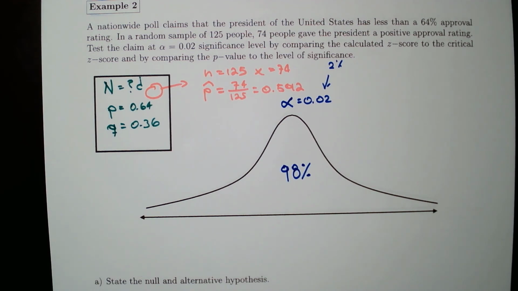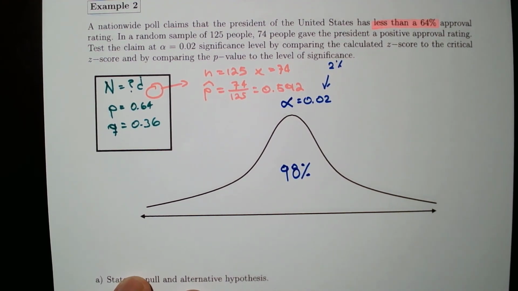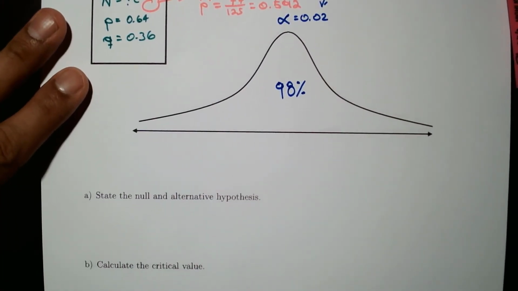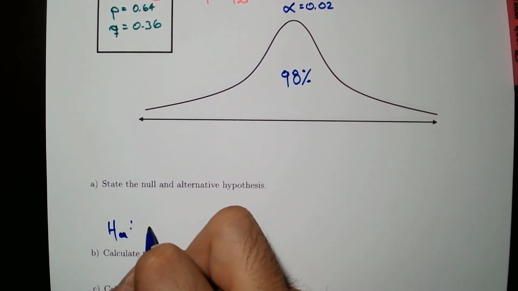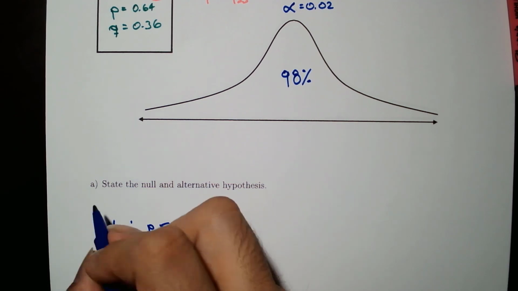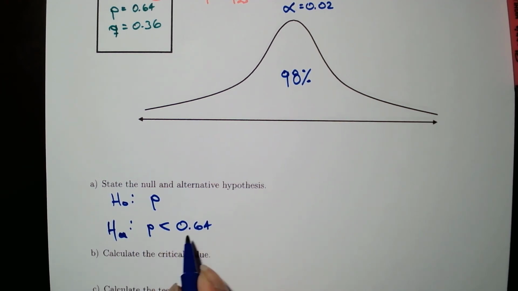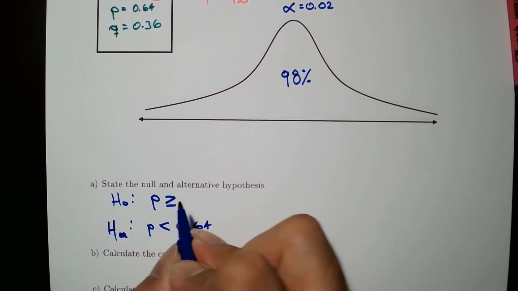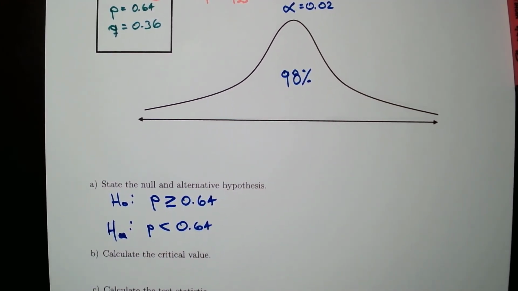first of all, let's take the H0 and the Ha. Let's highlight whatever we need. In this case, less than 64%. Less than, so that's our Ha. The proportion of people is claimed to be less than 0.64. So the null hypothesis, H0, is going to be the logical opposite of this statement, which is p greater than or equal to 0.64. Okay? Hopefully so far so good.